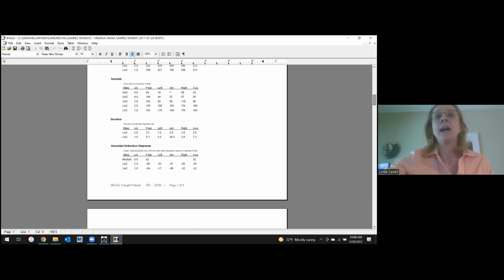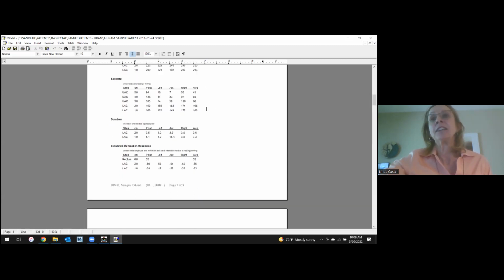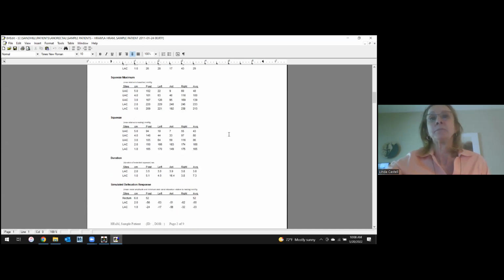So squeeze, this is just all external anal sphincter. We usually like to see them be able to double resting. This one was such a high resting, 139, so they should have at least 139. So this patient was able to double resting with that squeeze. So really good external anal sphincter muscle. And the resting tone, by the way, that's predominantly internal anal sphincter.